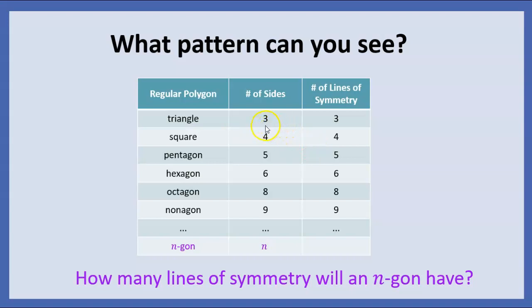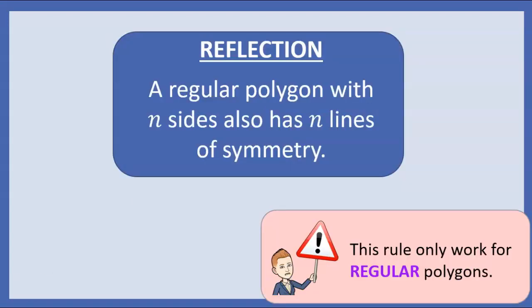It looks like all of these regular polygons have the same number of lines of symmetry as they have sides. 5 sides, 5 lines of symmetry. 8 sides, 8 lines of symmetry. So n sides would have n lines of symmetry. And that is exactly the rule we're going to use on these. A regular polygon with n sides also has n lines of symmetry. But remember, we're only talking about regular polygons here.